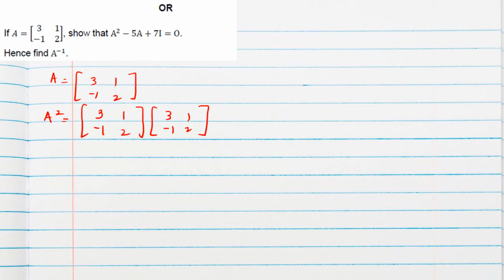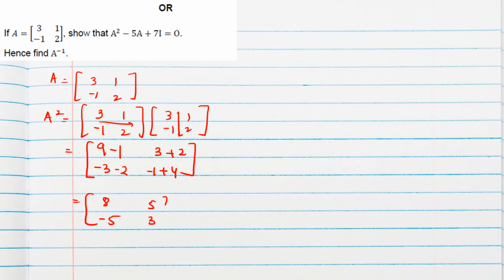A matrix is given 3 minus 1 1 2. So A square we will find here first. That is A into A. So A square matrix also will be of 2 by 2 order. So 9 minus 1, 3 plus 2, minus 3 minus 2, minus 1 plus 4. So finally 8 minus 5, 5, 3. This is A square.